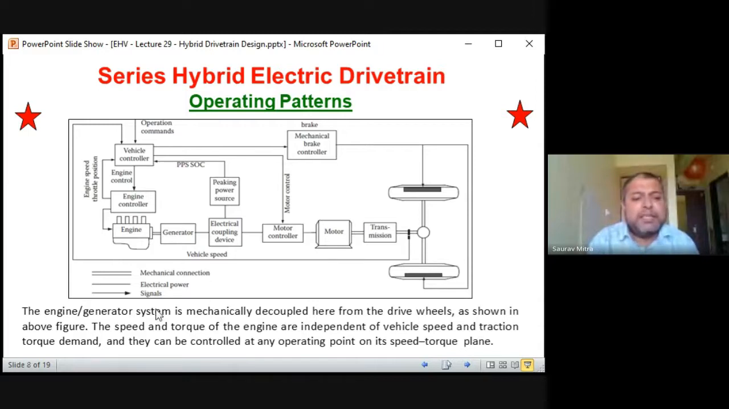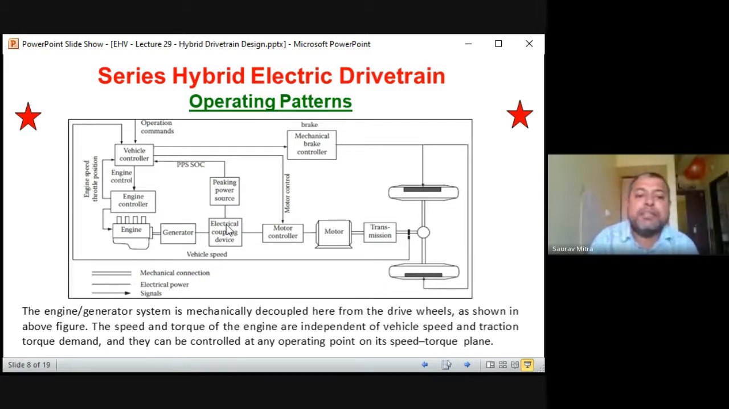The same diagram is here. The engine generator system is mechanically decoupled. Electrically coupled or mechanically decoupled, both are the same thing here, because the engine generator is electrically coupled with the motor. The peak power source is electrically coupled with the motor, and they are mechanically decoupled. In the second part of this module, when we do the parallel hybrid electric drivetrain, the peak power energy is given to a motor. That motor generates mechanical power, and it will come here. And in this engine set, the generator will not be there. Whatever mechanical energy the engine produces, that also will come here.